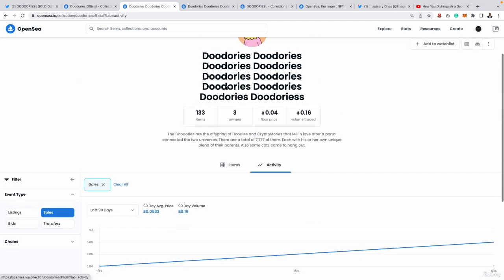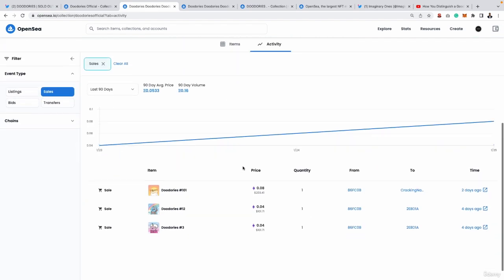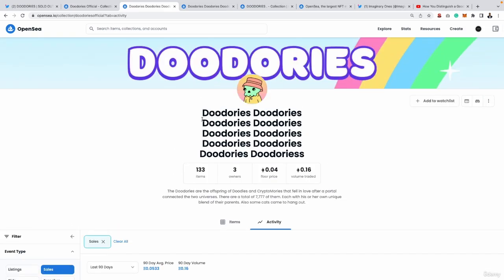These NFTs do not exist. This is a fake collection page on OpenSea. Now, this is absolutely insane because, again, this is quite recent, within the last week, and it just goes to show people are losing lots of money by going onto OpenSea, searching for the collection they want to buy an NFT in, but actually landing on a fake page from someone who is trying to scam them.